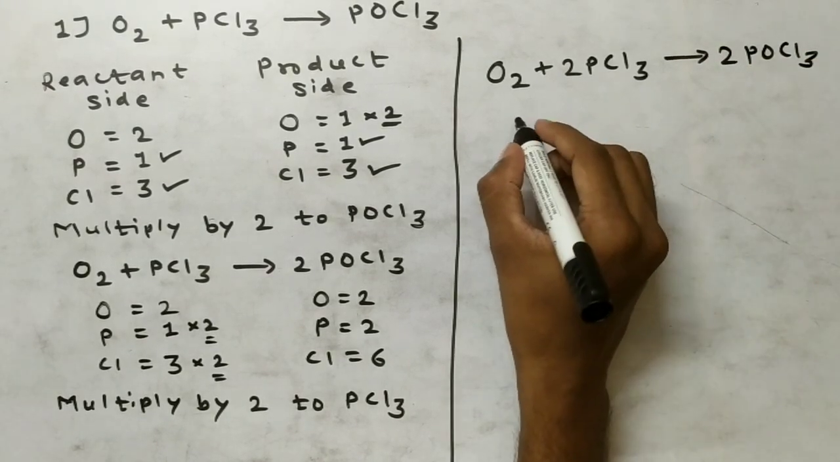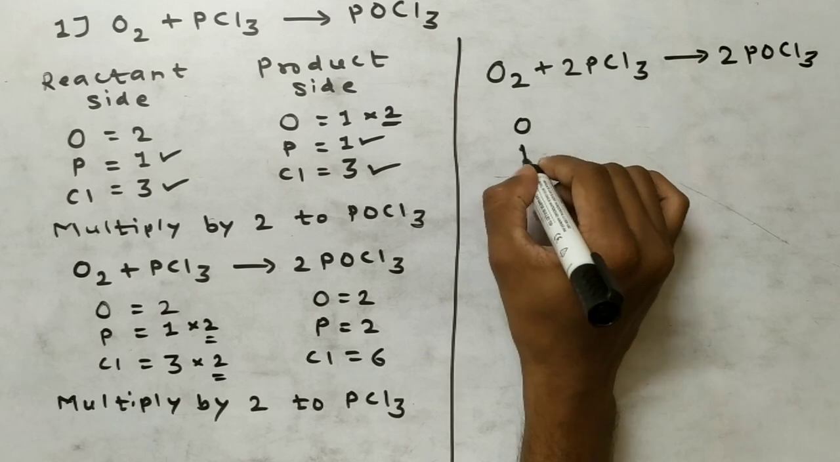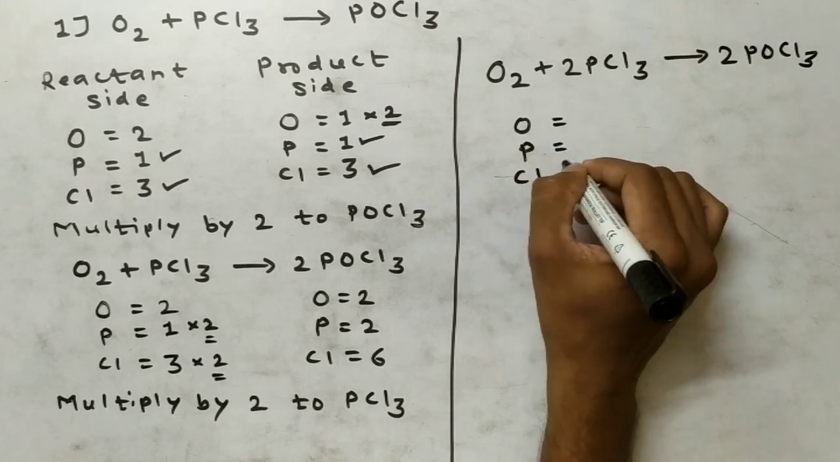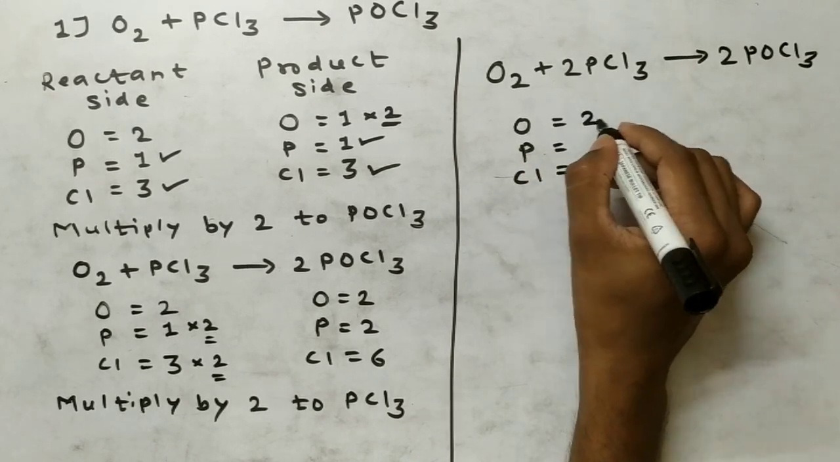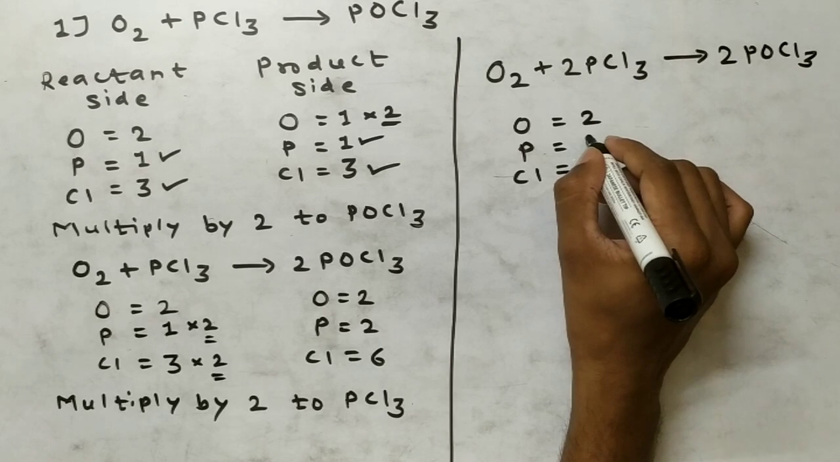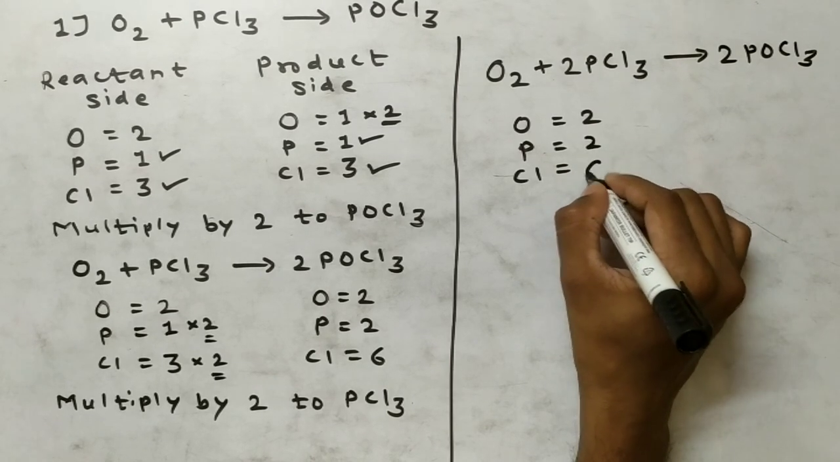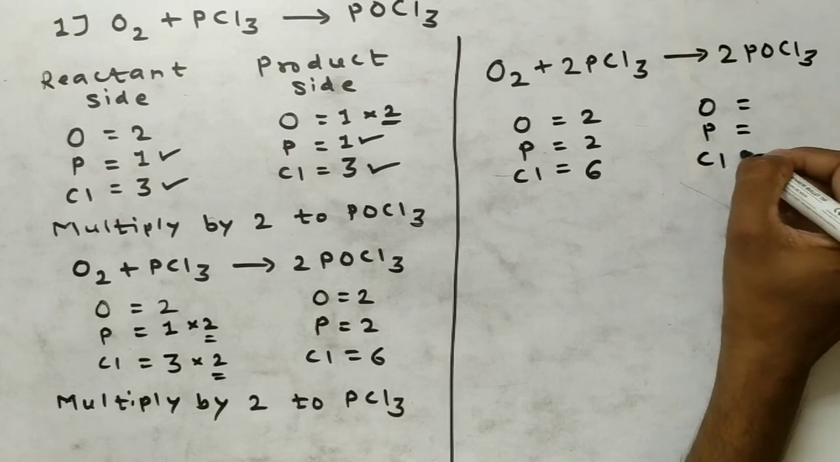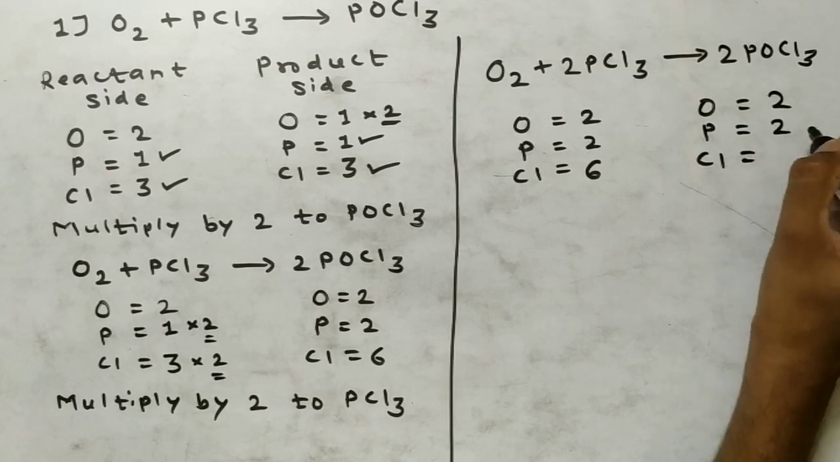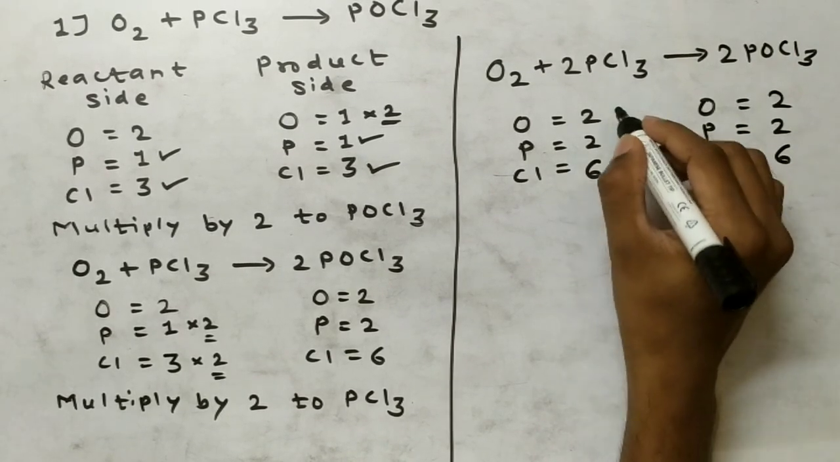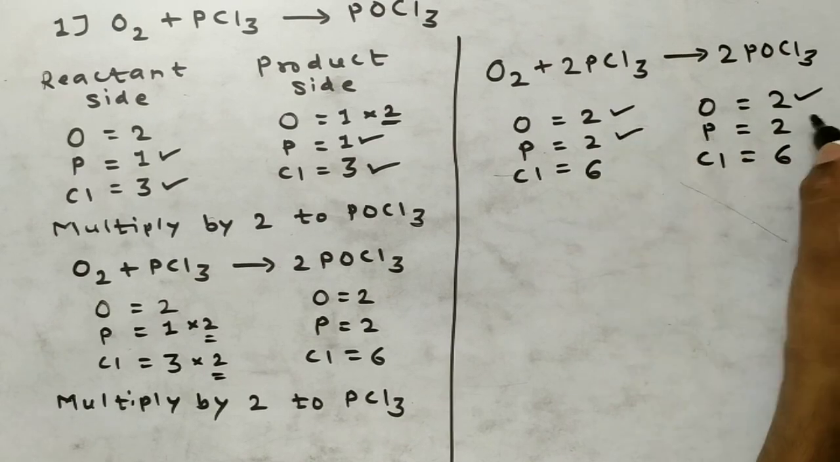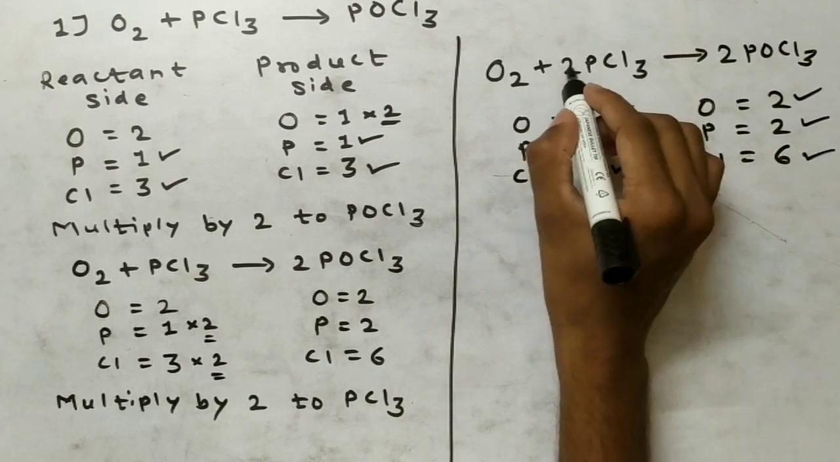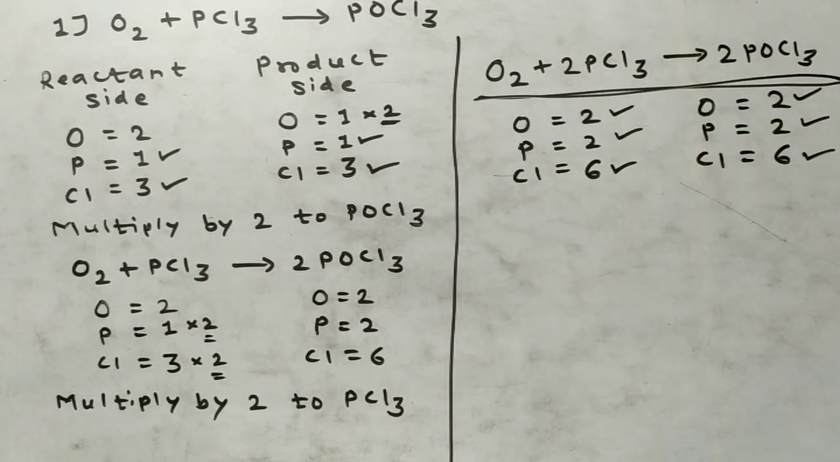Now let's check the number of O, P and Cl. So number of oxygen atoms 2, phosphorus 2, chlorine 2 multiplied by 3, 6. And on the product side, O, P and Cl. So oxygen 2, phosphorus 2 and chlorine 6. So all the elements are balanced now. So this is our balanced chemical reaction.